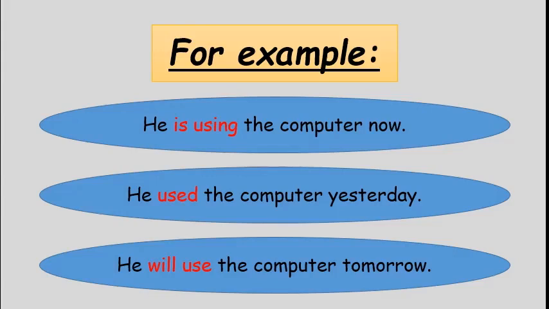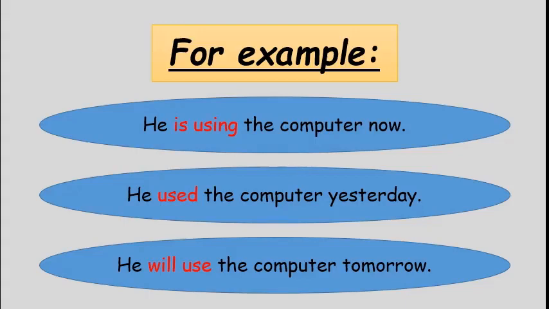The form of the verb in the first sentence, using, refers to the present time and shows that the action is continuing. The form of the verb in the second sentence, used, refers to the past time and shows that the action is completed. The form of the verb in the last sentence, will use, refers to the future time and shows that the action will be completed.